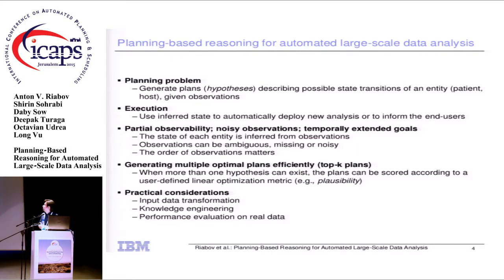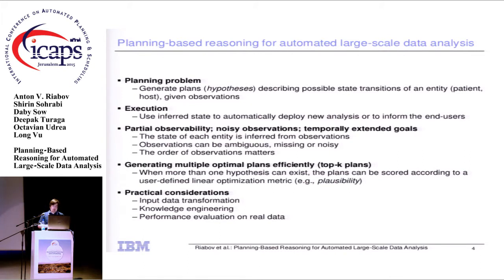Observations can be ambiguous, missing, or noisy, right? So in addition to the partial observability, we have noisy observations. We also have temporally extended goals because the observations come over time, and the states can also change over time, and we need to satisfy the observations as they arrive by changing state.